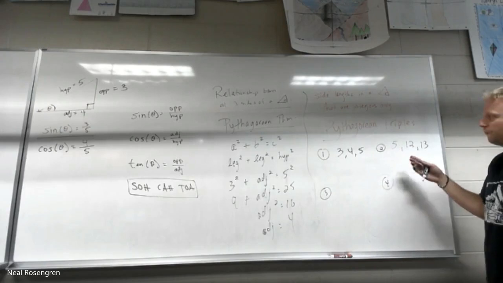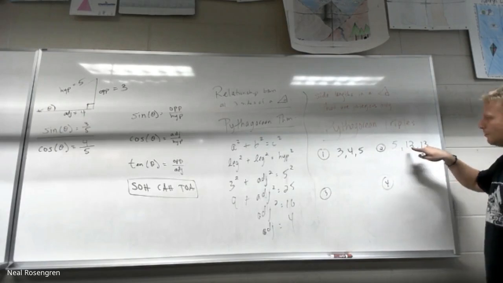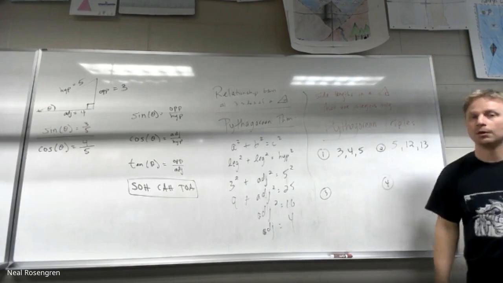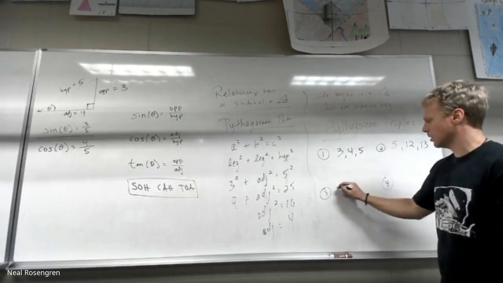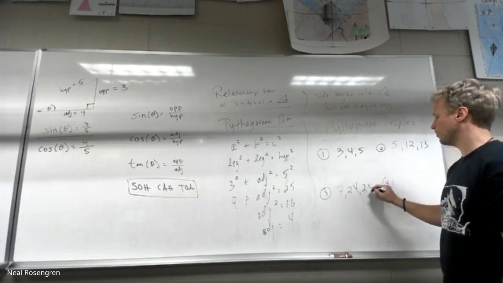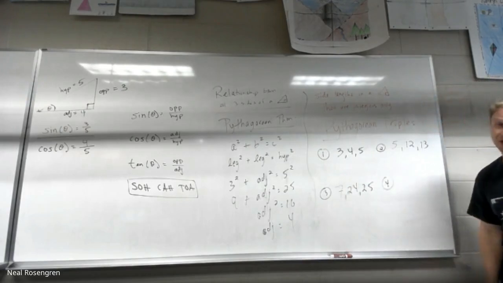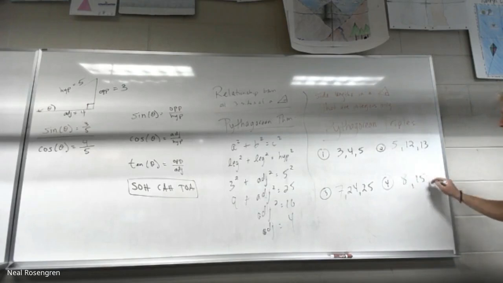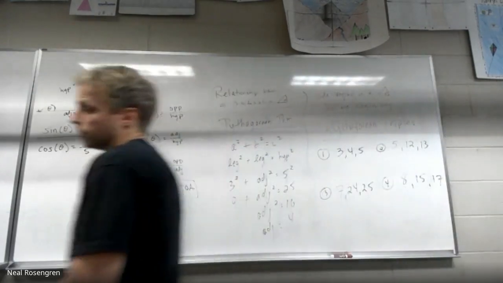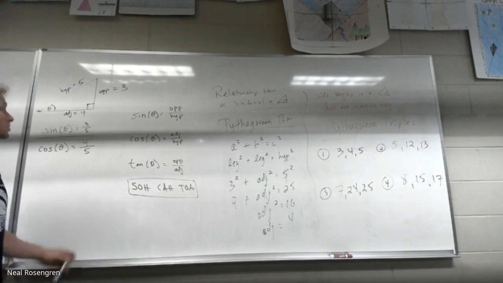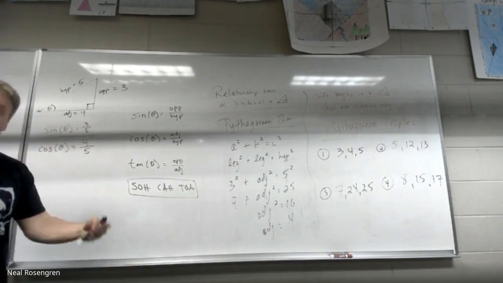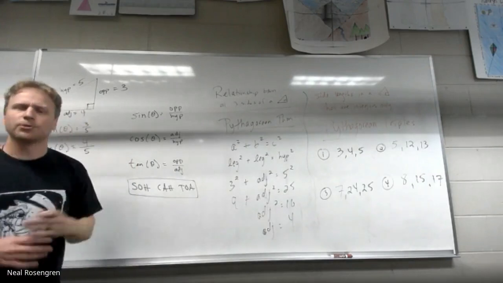Multiplying by 4: 20, 48, 52 works. Crazy, okay? The other two that are really nice and relatively small: 7, 24, 25 is a nice Pythagorean triple, and then 8, 15, 17. Those 4 Pythagorean triples are just really nice to have ready to go. And so when they give us a trig ratio and ask us for another one, there's a pretty nice process to get that done.